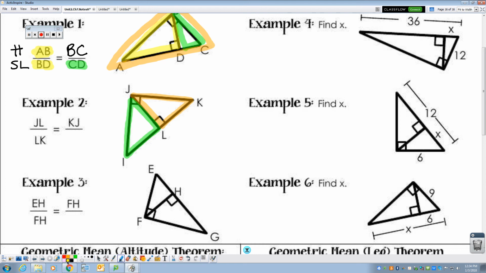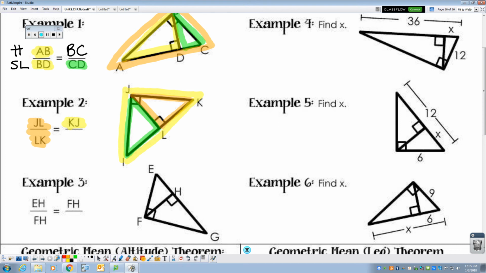I typically like to use 3 colors because I have 3 triangles. And now JL, is it in the green or the orange? I'm not sure what I want yet. But LK, it's in the orange. So that kind of tells me this is the orange triangle. KJ is in the, well, it's in the orange, we already used that one, so it's the yellow.